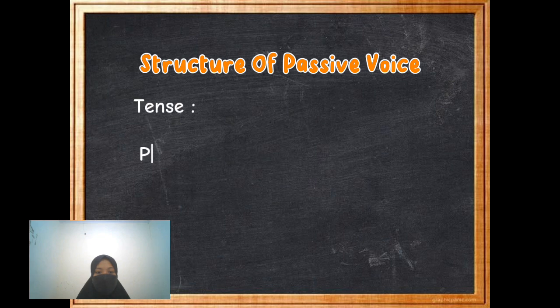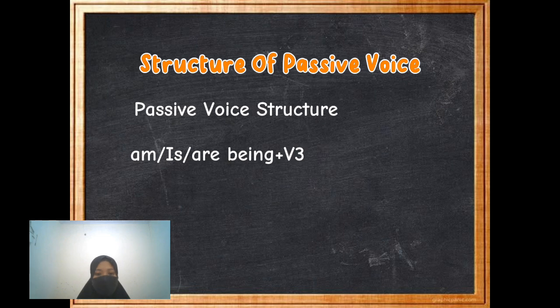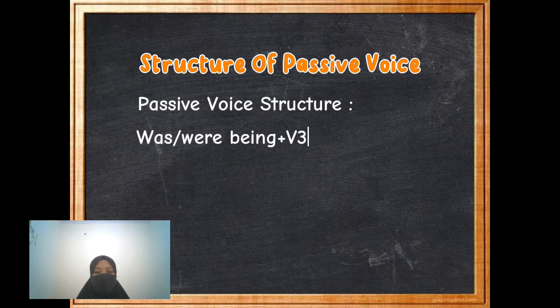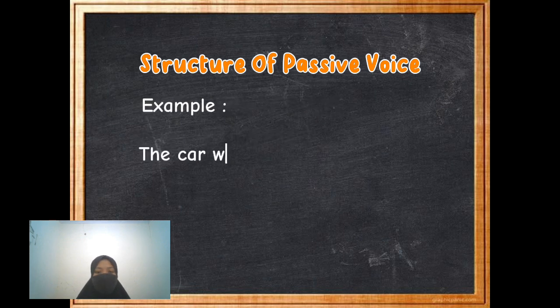Okay, next, present continuous: am, is, are being plus V3. For example, the house is being painted. Next, past continuous: was, were being plus V3. For example, the car was being repaired.